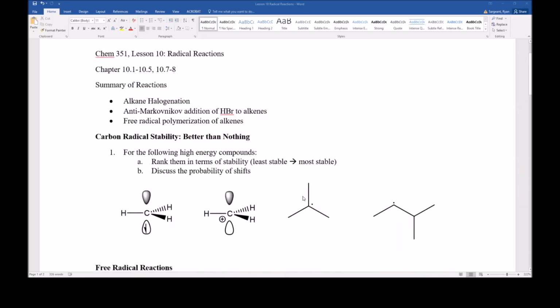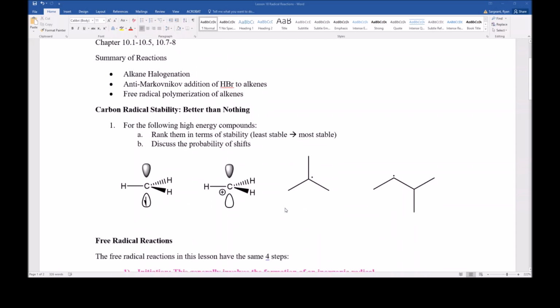This lesson covers all of Chapter 10, or at least the parts of Chapter 10 that I mostly want to talk about. We'll come in and fill in the blanks of Chapter 10 a little bit later, but today is mostly an overview of Chapter 10. Chapter 10 deals with free radical chemistry, and radical carbons are very similar to carbocations.